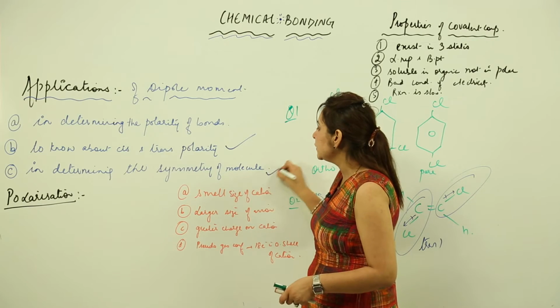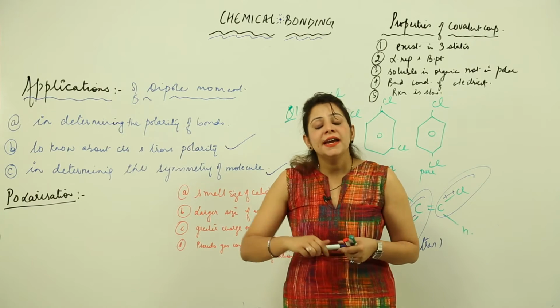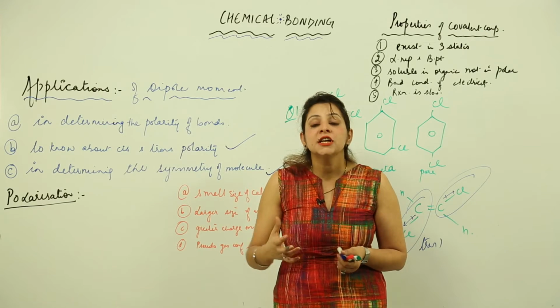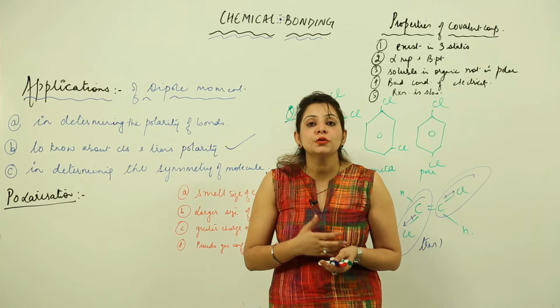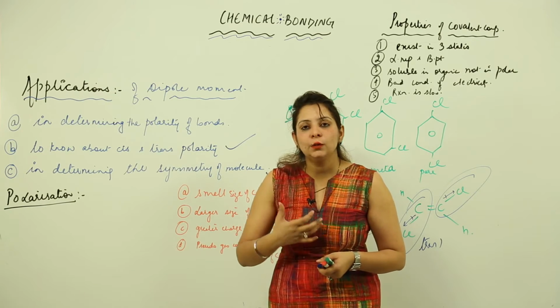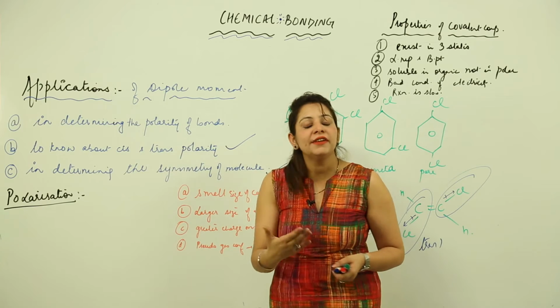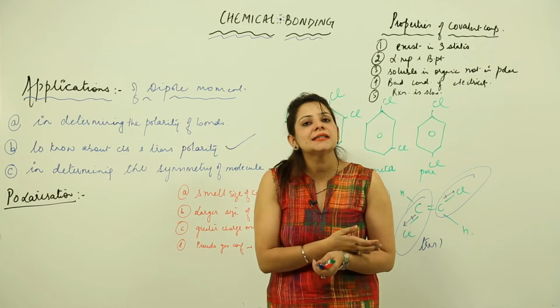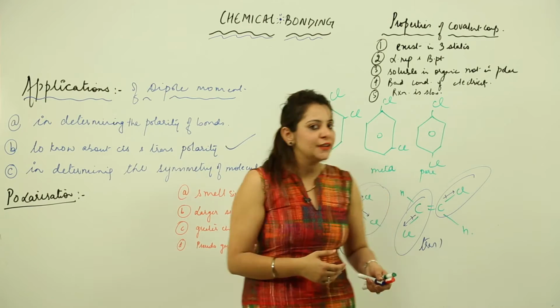Another thing, it tells us about the symmetry of the molecule. If there are two or more polar bonds, the molecule is not going to be symmetrical, it will be somehow unsymmetrical. So it tells us whether the given molecule is symmetrical or unsymmetrical depending upon whether it has a dipole moment or not. One more question I have for you.